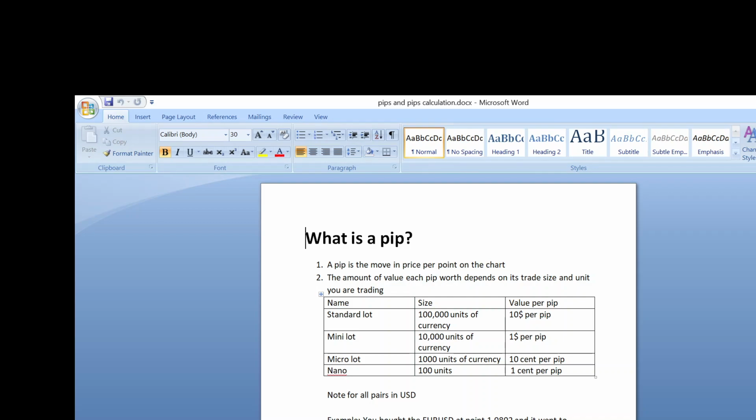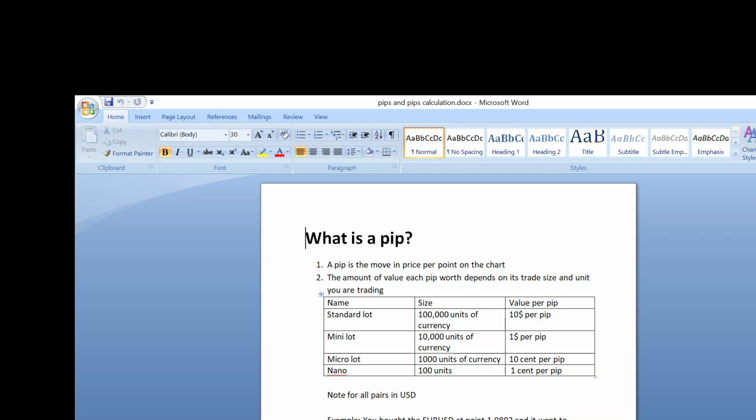This account type is very important because it helps you manage your risks and money management. If you are someone that has a lot of money, you can go for standard lot or mini lot. But if you are someone that has little money, then you can go for micro lot and nano lot. It's as simple as that.